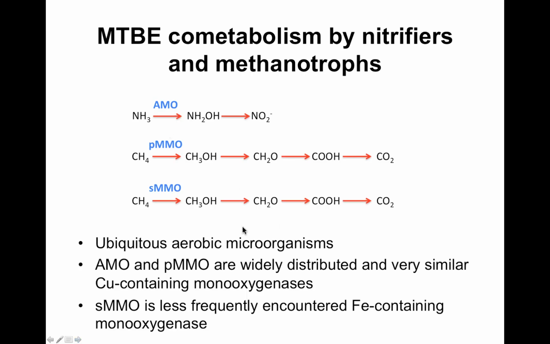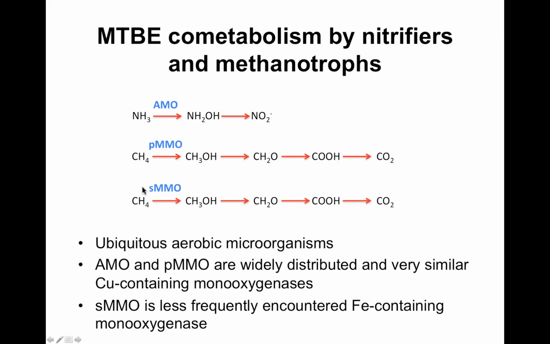And these are the pathways and the enzyme systems and intermediates that these organisms generate. So dealing with the ammonia oxidizers first, they convert ammonia through to hydroxylamine. This reaction is catalyzed by an enzyme called AMO, which stands for ammonia monooxygenase. And this is a very non-specific copper-containing enzyme.